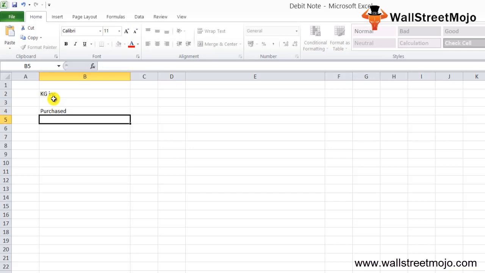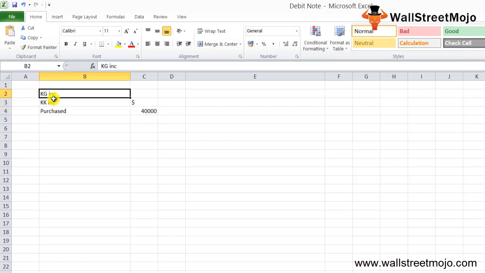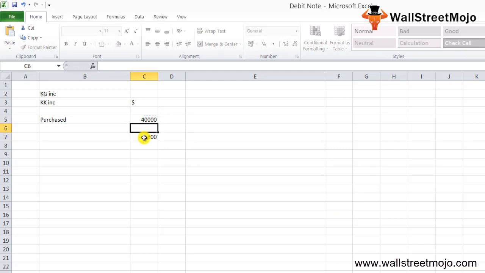let's say $40,000. Everything is in dollars, right? From, let's say, KK Inc. So basically, there are two parties, KG Inc. and KK Inc. Right now, KG Inc. basically finds out that 2% of the total goods that have been purchased, that is 2% of 40,000, are defective. So if we calculate 2% of this as defective, 800 is the defective portion.